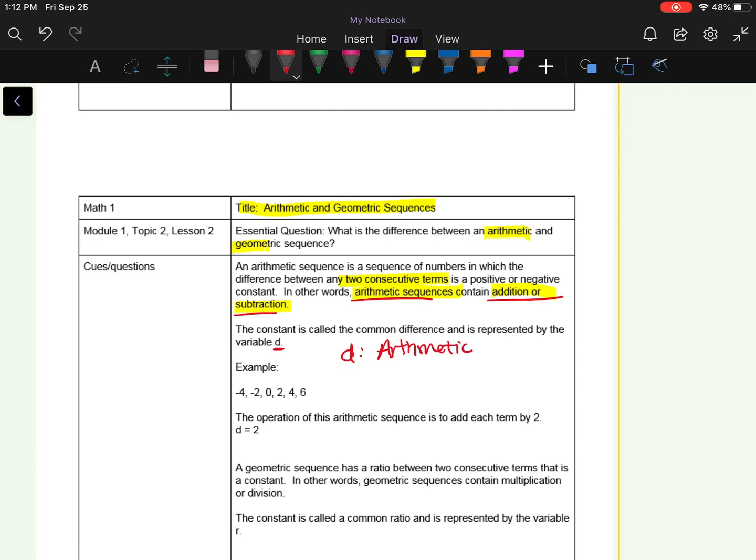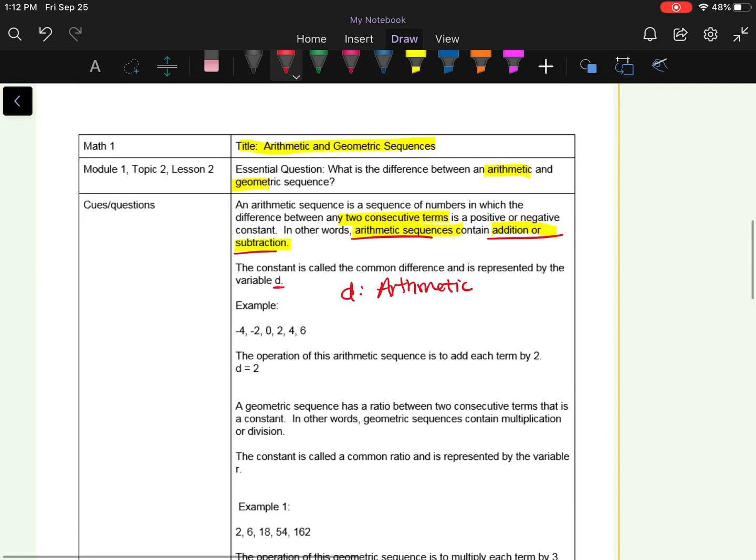Okay, so if we had an arithmetic sequence, for example, this one, -4, -2, 0, 2, 4, 6. It's going plus 2, plus 2, plus 2. So you would say d equals 2. And this is telling me, hey, this is an arithmetic sequence of plus 2. That means you don't even have to say arithmetic. As long as you use the variable d, you are good to go.